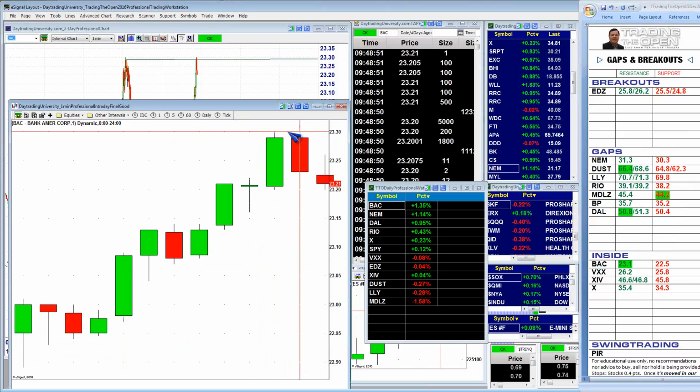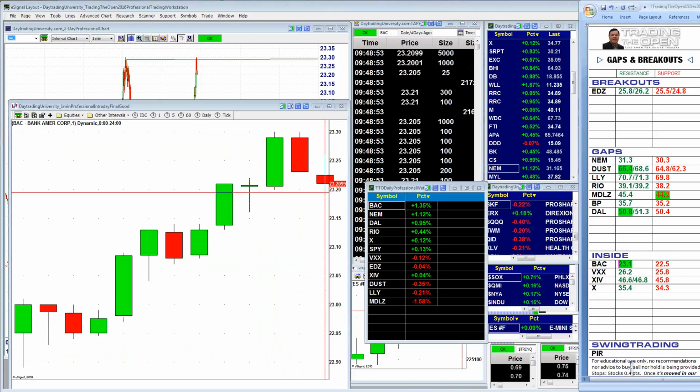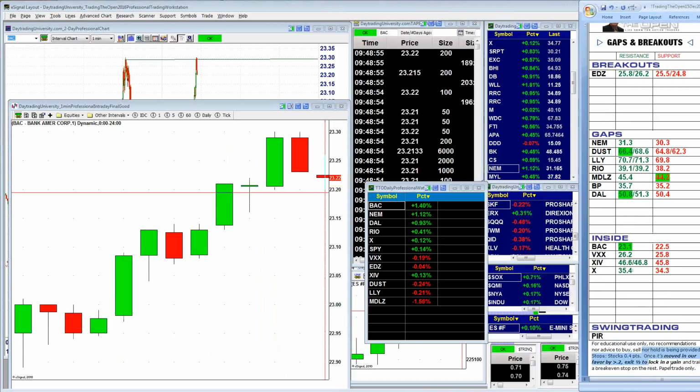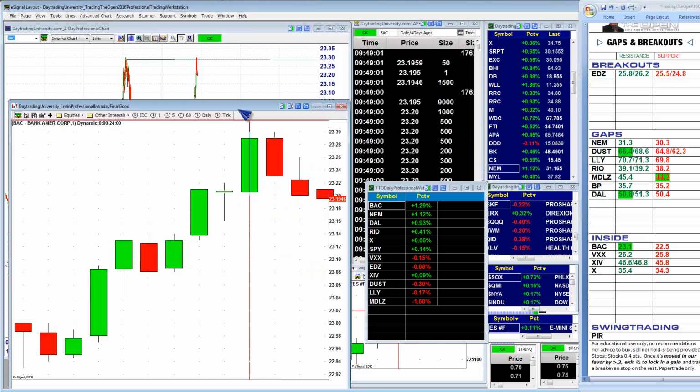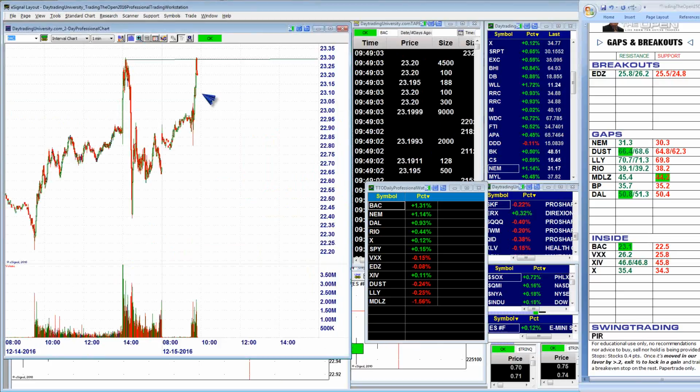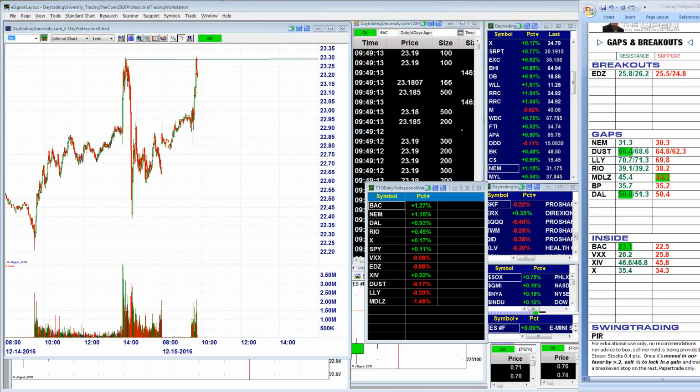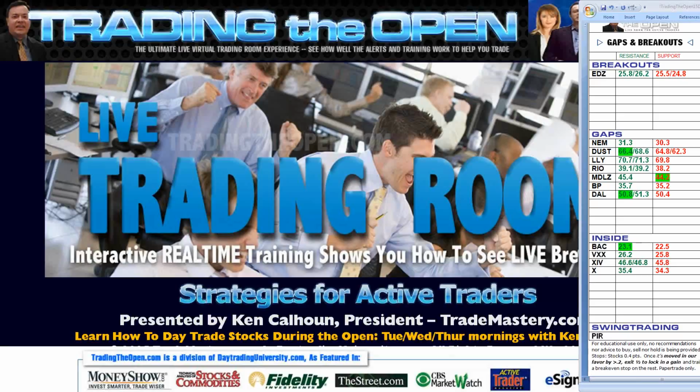Once it's moved in our favor by at least 20 cents, exit half to lock in a gain and trail a stop at break even on the rest. So if it comes back down to our entry, we scratch out the balance, but we still took a little profit along the way for our trouble. Always sell into previous day's highs. That's one of the many strategies I teach and have for over 17 years with thousands of traders live at Trading the Open.